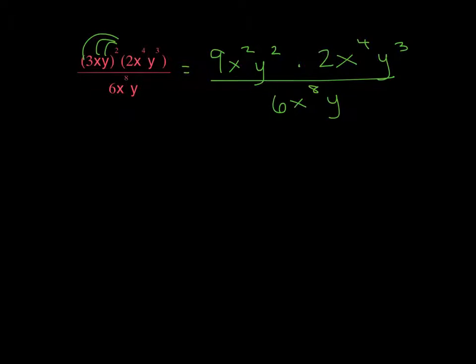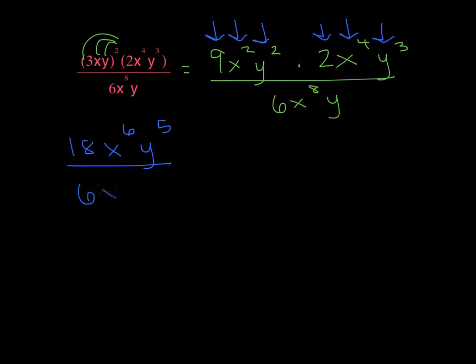Now I'm going to multiply. So I have 9 times 2, which is 18, x squared times x to the 4th, that's my product rule, so I'm keeping my base and adding my exponents. Then y squared times y to the 3rd, I'm keeping my base and adding my exponents, and then I'm just bringing down my denominator.